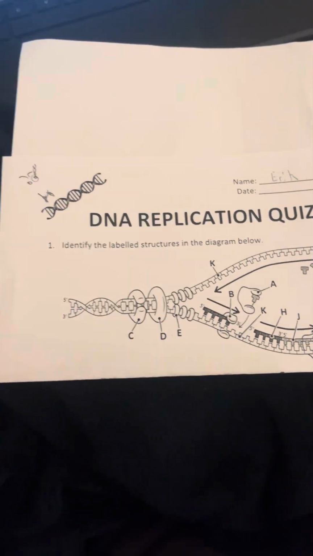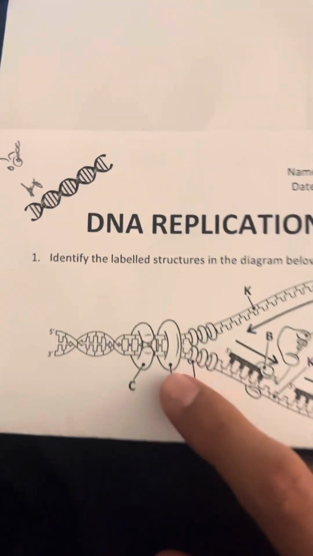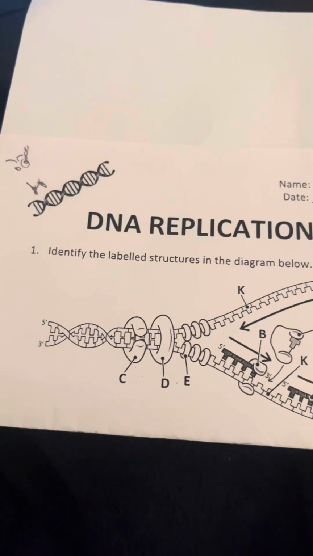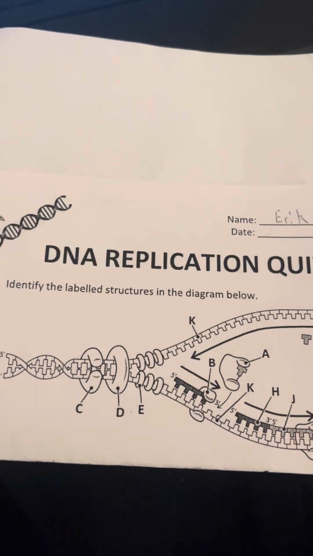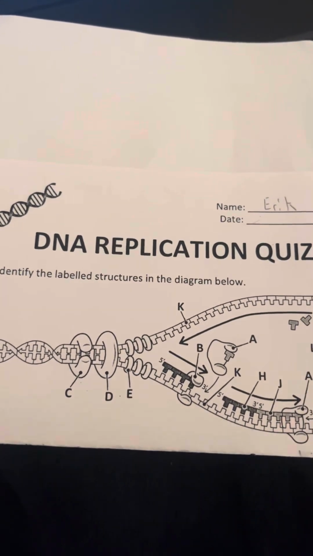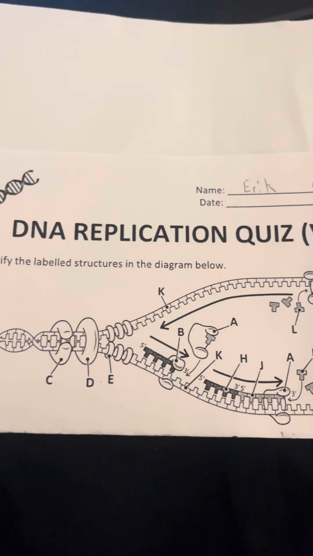Hello, this is my DNA replication video, and first we're going to talk about the role of helicase, which is seen as D right here. And what helicase does is it breaks the hydrogen bonds between the nucleotides in the DNA and allows it to split up as it does.